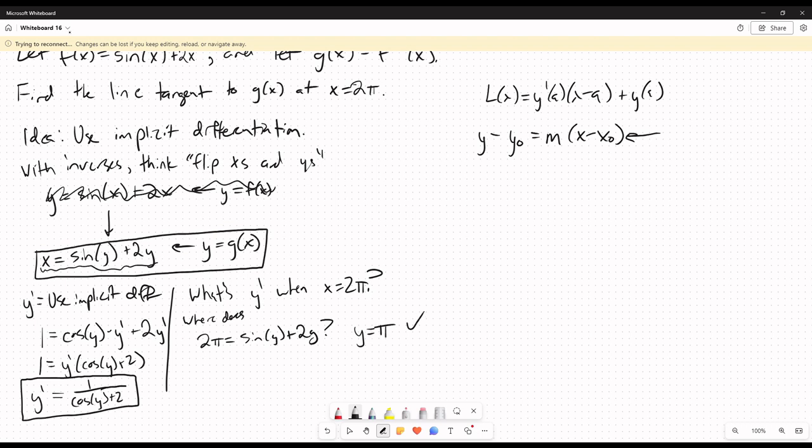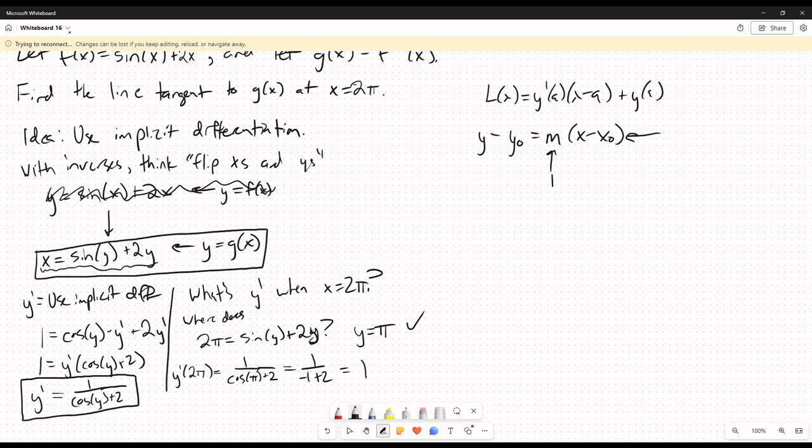Because you plug in pi, you'll get sine of pi, which is 0, plus 2 times pi, which is 2 pi. So that works. So that tells me that y prime when x equals 2 pi is going to equal 1 over cosine of pi plus 2, which is 1 over negative 1 plus 2, which equals 1. So I have my slope is 1.